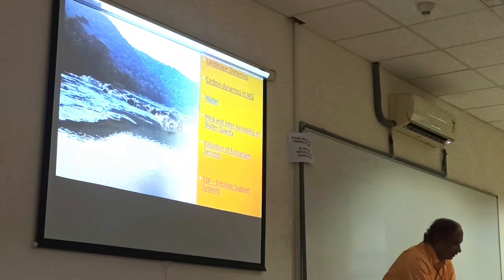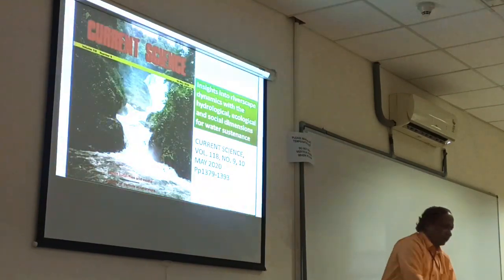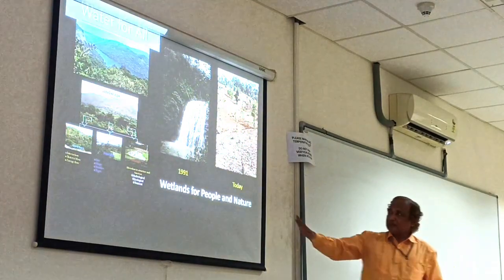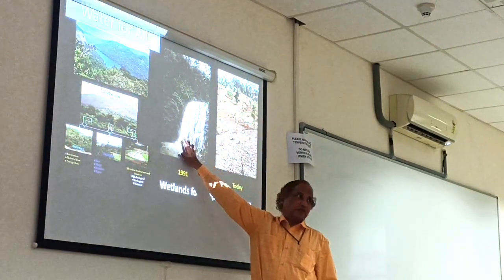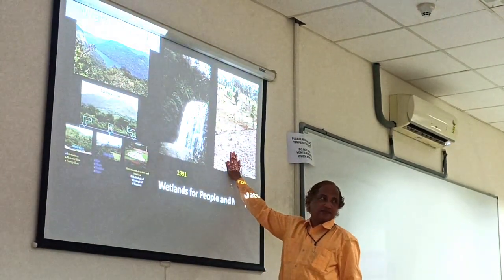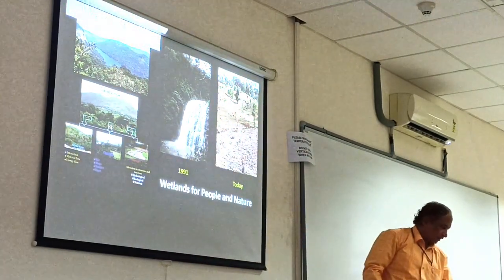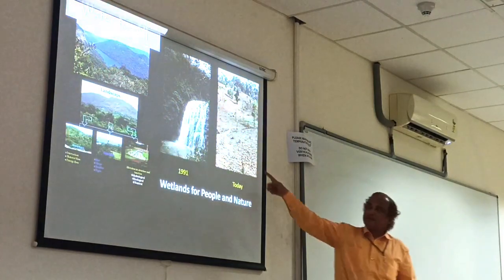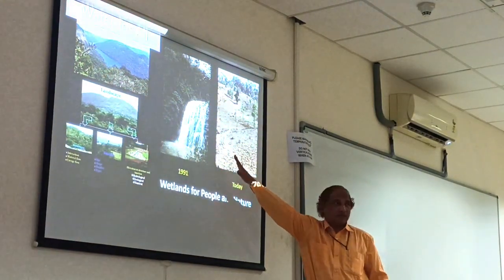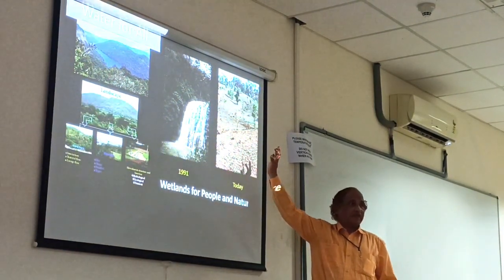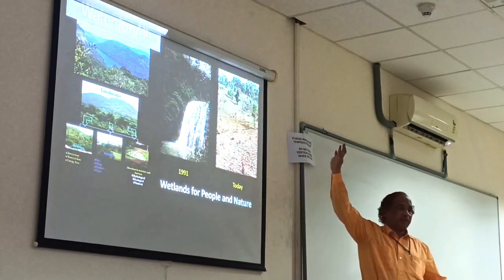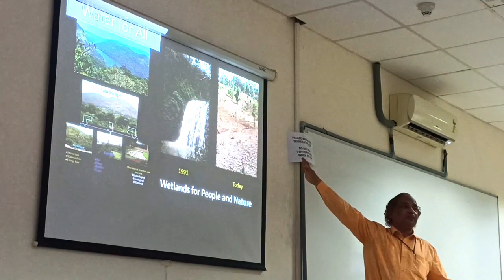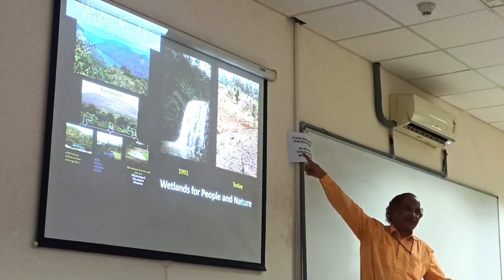Okay, then I will quickly go through the water aspect. This is in a Current Science paper. See, the same location when I was a student, it was like this. Today it's like this. Why has it happened? Is it barren land? No, it's not barren. Forest land. It looks like barren land now, but it was dense forest actually.